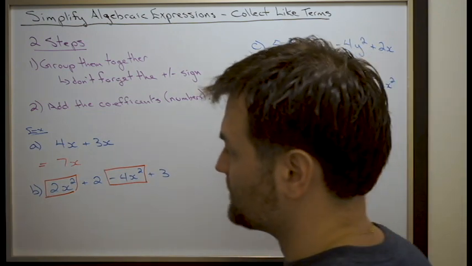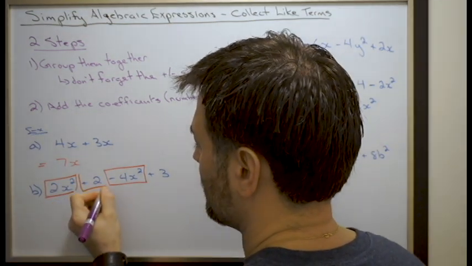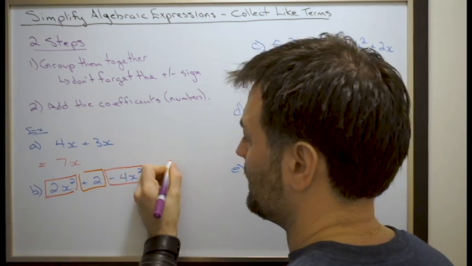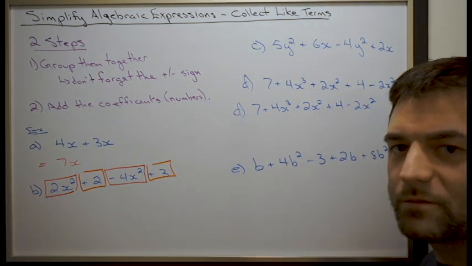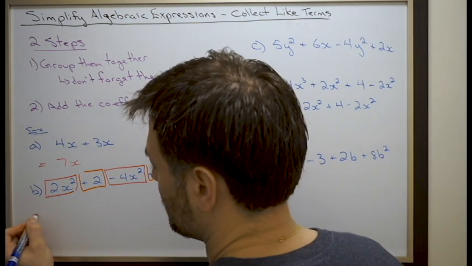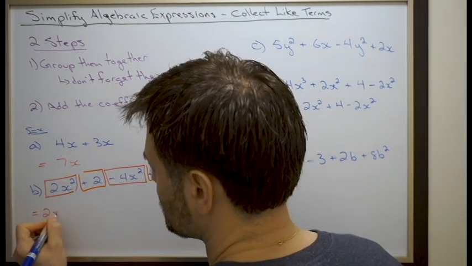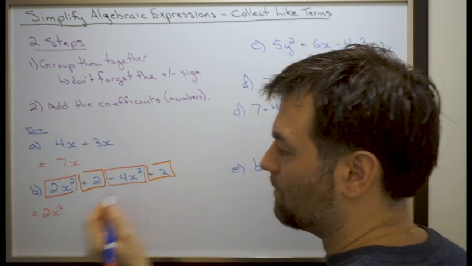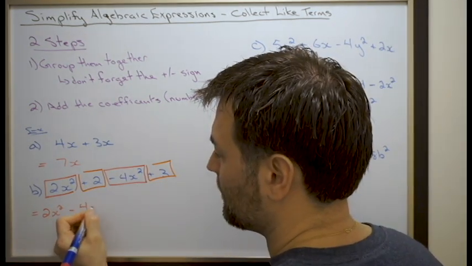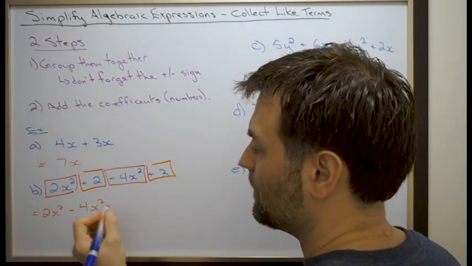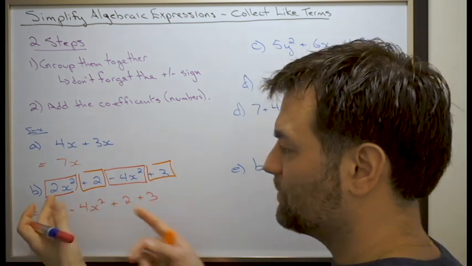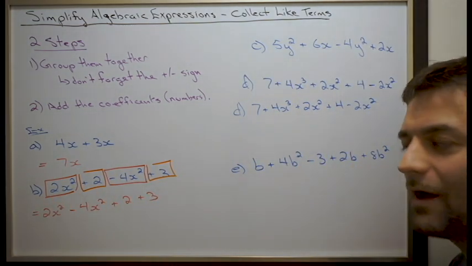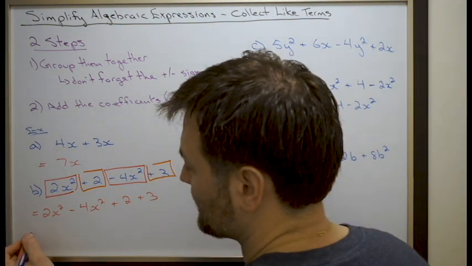We got a couple terms right here, plus 2 and plus 3. So if we group those terms together, then what we do is write 2x squared minus 4x squared plus 2 plus 3. So we've grouped each of those pairs together, and now we can add or subtract as needed.